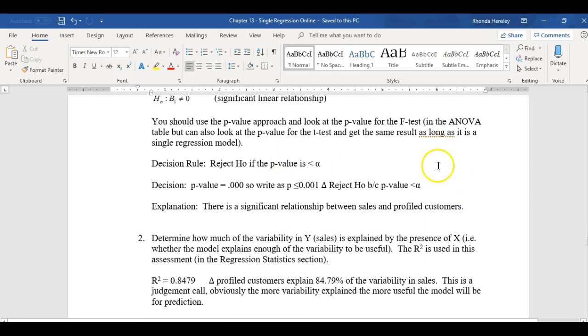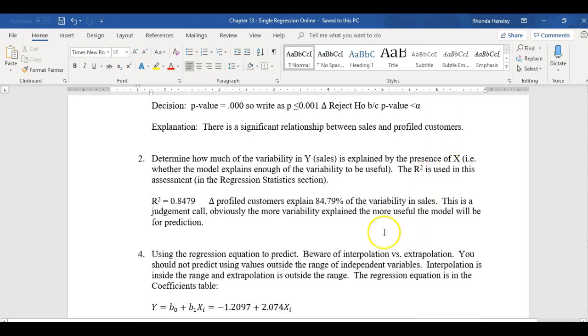Anyway, so my R square is 84.7%. And what this tells me is that the presence of the profiled customers, the size of that population, explains about 84.79% of the variability in the sales. Now, your determination of what this means is really a judgment call.